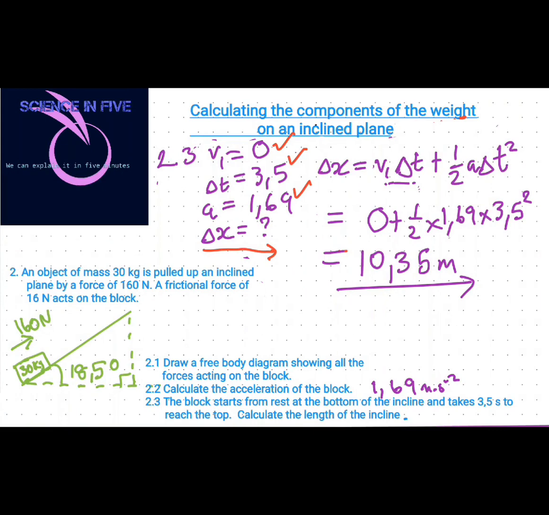I hope you now understand how to calculate the components of the weight. We call them the parallel component and the perpendicular component. One of them you use sine theta, one of them you use cos theta. The parallel component: Fg parallel is equal to Fg times sine theta. The perpendicular component: Fg perpendicular is equal to Fg times cos theta.